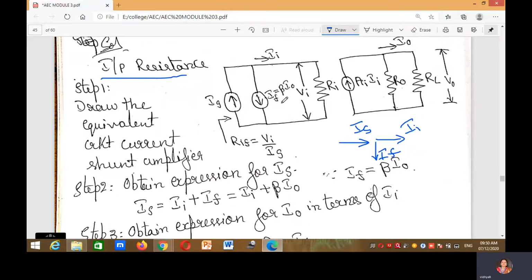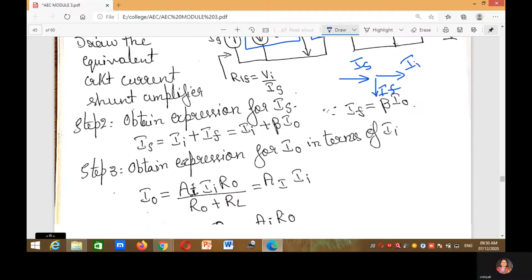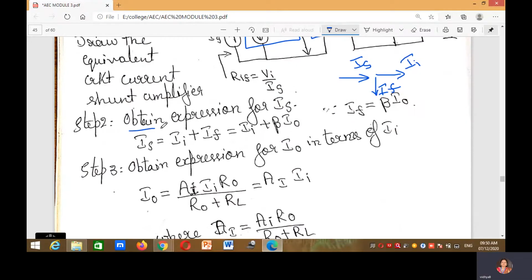IS is the source current, IF is equal to beta I naught, and this is the feedback. This is the input resistance, and this is the feedback amplifier. Next, R naught is the output resistance, and this is the load. Next, step 2: obtain the expression for IS.